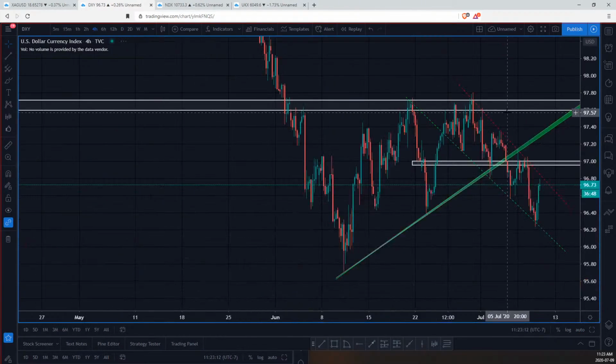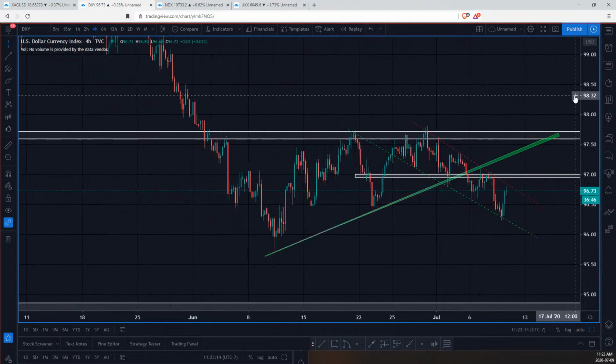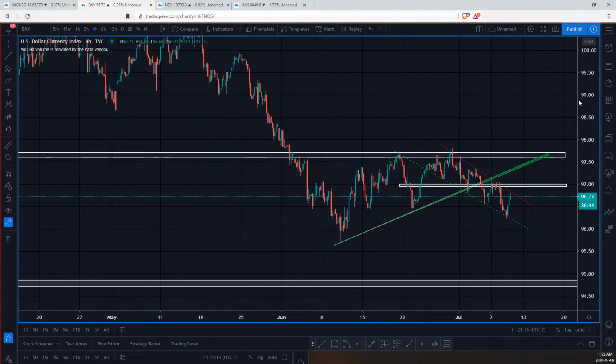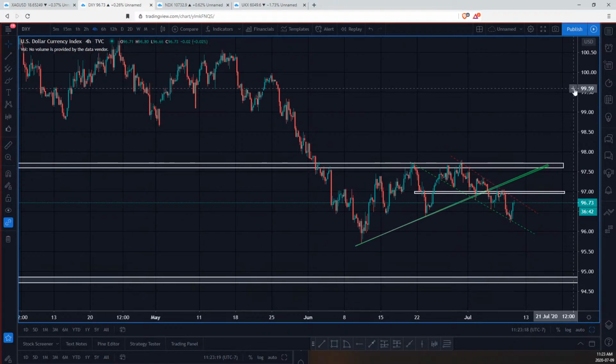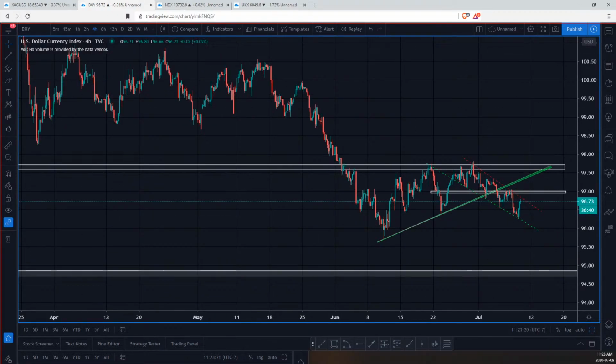All right, so that's the TikTok comments. We're going to jump right into the US dollar currency index, which is kind of like a Euro USD inverted chart because this is 60% Euro. And let's take a picture of the 4-hour chart.